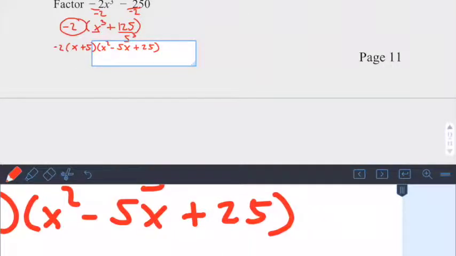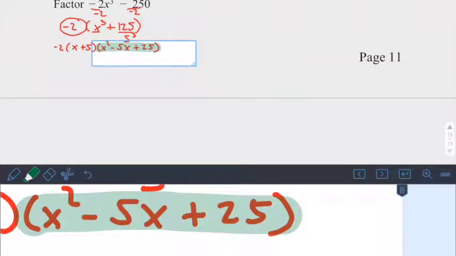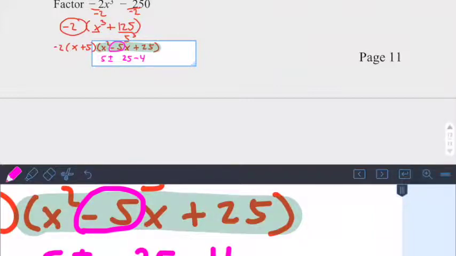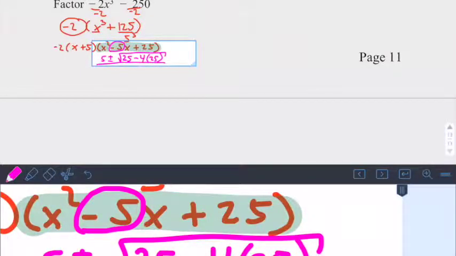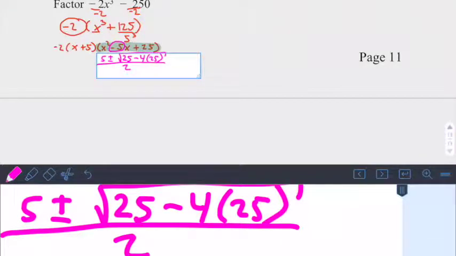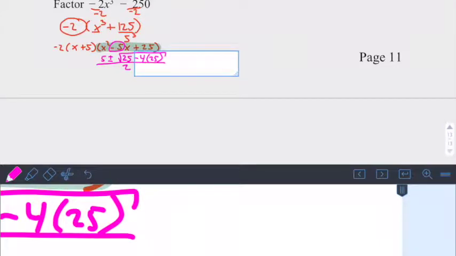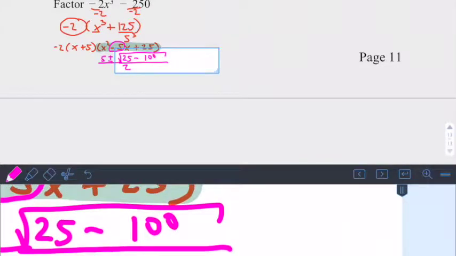And then I should go on. I should try to factor my quadratic equation. So I could use the quadratic formula. I'm not going to write it again because you've written it enough. So negative b is now negative 5, so 5 plus or minus b squared, so 5 squared, 25, minus 4 times a, which is 1, times c, which is 25, all over 2a, so 2 times 1. Well, 4 times 25 is 100, and 25 minus 100 is negative 75.